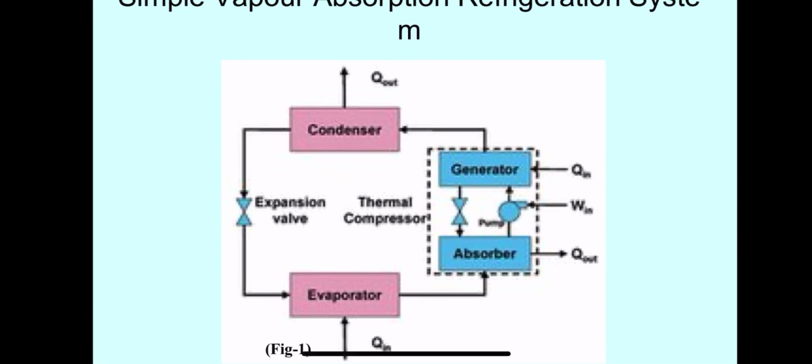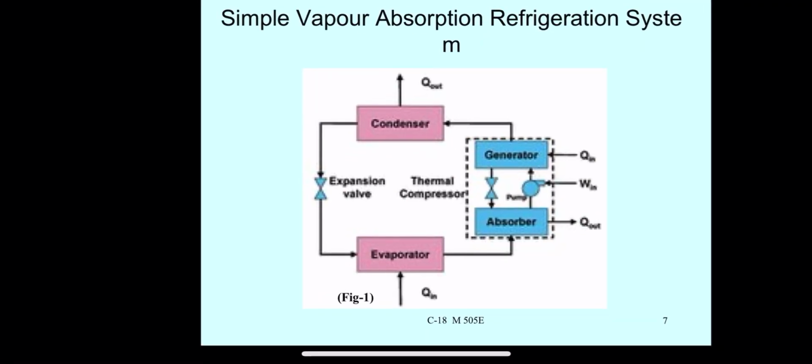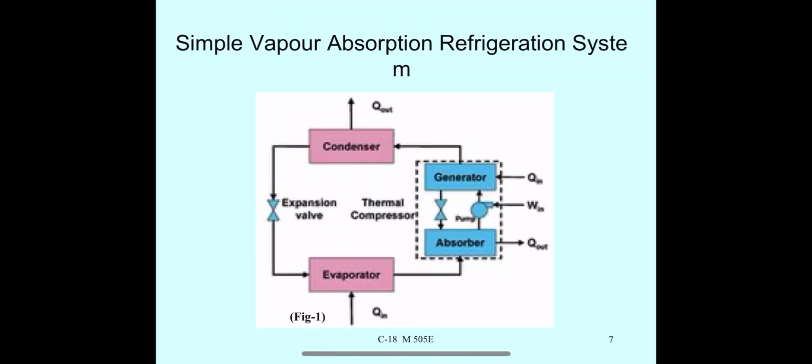So heat out, and then condenser to expansion valve, expansion valve to evaporator. What is the purpose of the evaporator? The evaporator's purpose is to absorb heat from the space that is to be cooled, so heat in. This is the main diagram of the simple vapor absorption refrigeration system.